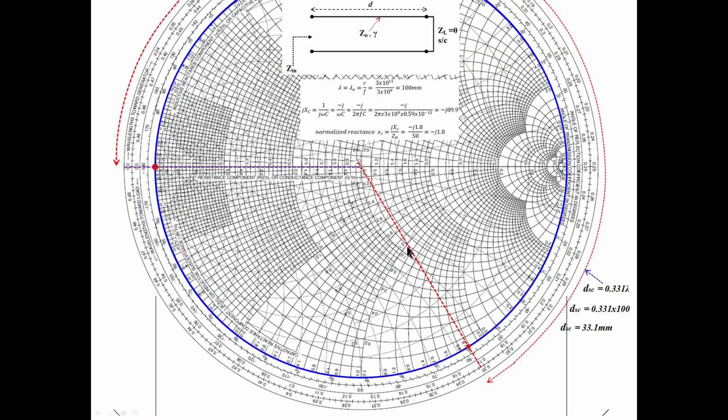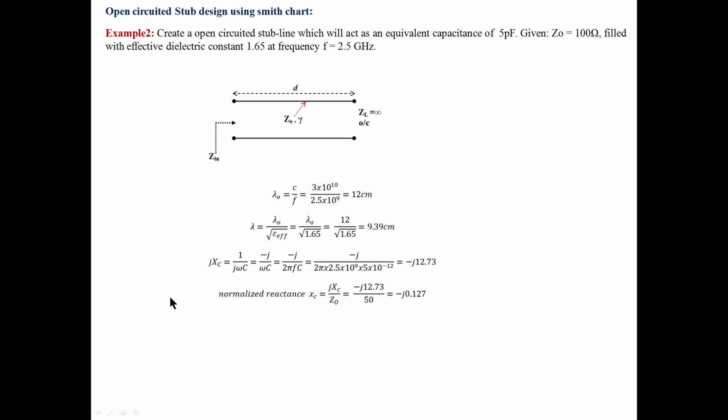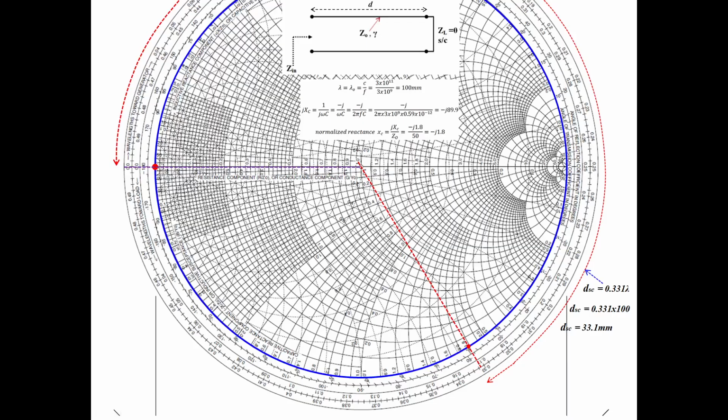How to find it using a Smith chart? Because using equations, as you know, it is very tough, and sometimes the calculator operation is a problem. Instead of that, you can do this. You will see next the open circuited stub.